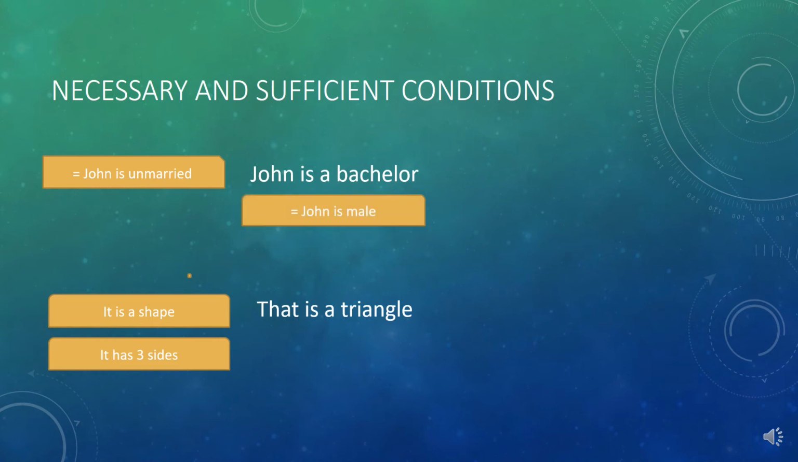Let's now consider the idea of sufficient conditions. This refers to a complete definition, whether you have all the necessary conditions to have a complete definition of that thing. Look again at John the bachelor. We know that being unmarried is a necessary condition for John being a bachelor. But is it sufficient for him to be a bachelor?